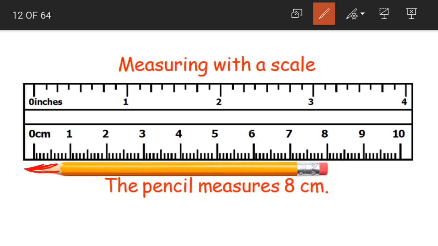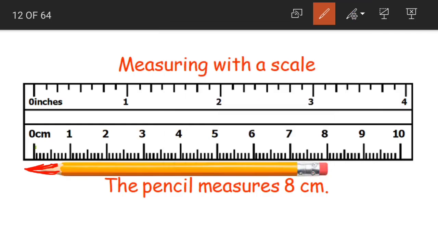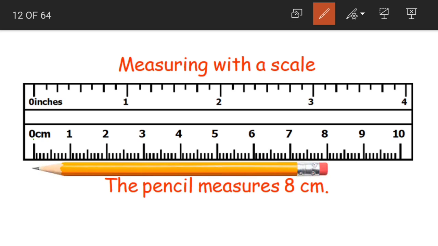Now if I place my pencil like this, see here, the 0 centimeters line is here, but the end point is here. They are not coinciding, so this would be wrong. So what should you do? You should make sure that the end point coincides with the mark which says 0 centimeters.